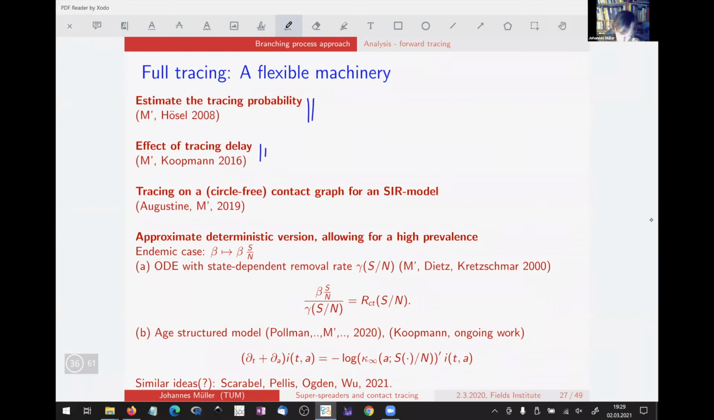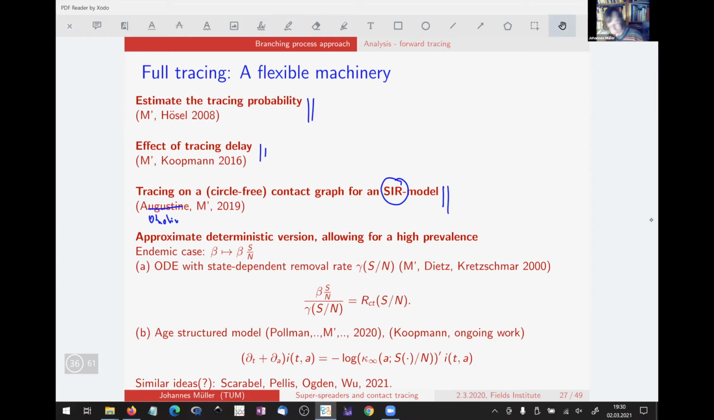We can go into a model that is not homogeneous, but where we prescribe a contact graph. And if that is circle-free, so basically a tree, and we look at an SIR model, we can again get the exact thing to work. That, I write Augustin, it's Augustin Oculi. That's his first name, sorry. That was a doctoral student of mine.